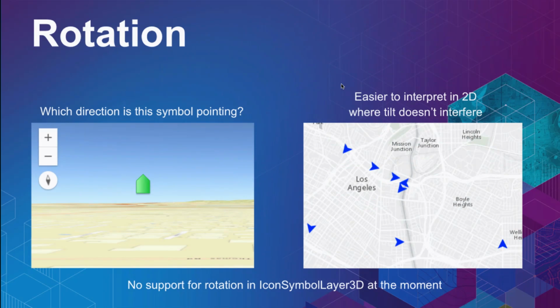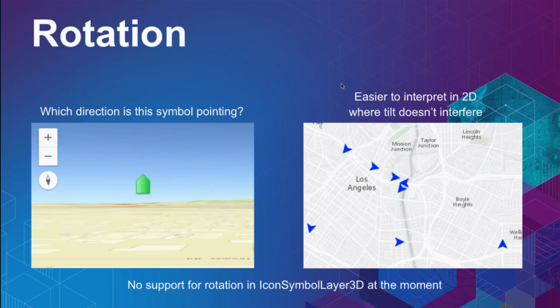And then finally there's rotation, the rotation visual variable. We do support rotation, but note that it's only in certain cases. So when it comes to icons, we don't support it. Whereas in 2D, like in the image off to the right, you can render rotation quite easily. But when you have a tilted view of the world, rotation is harder to visualize.